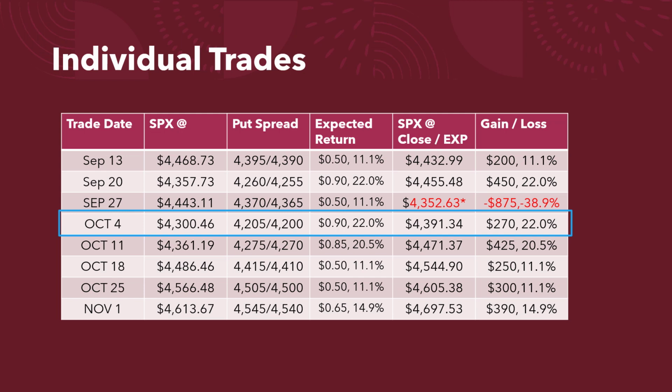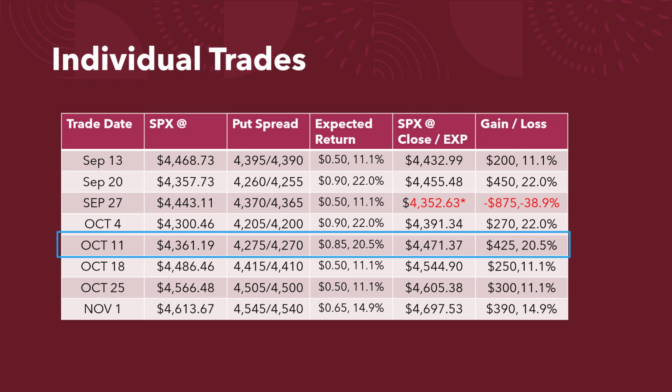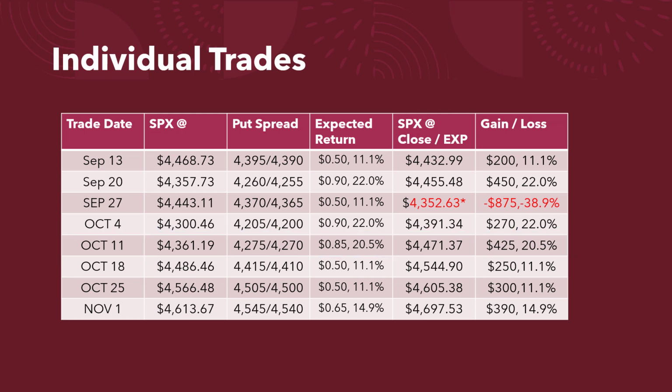That expired worthless. SPX ended at 4391. And we took in $270. Success again on October 11th, $425. The 5 contracts at 85 cents, a 20.5% return.